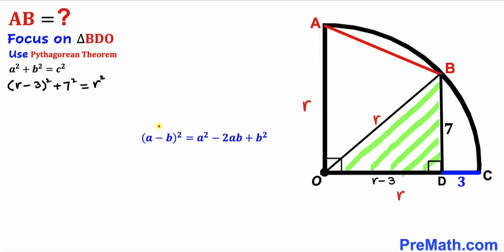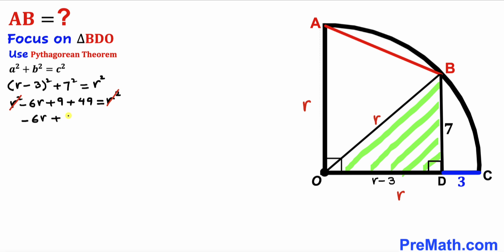Now let's recall this famous identity: (a minus b) squared equals a squared minus 2ab plus b squared. Applying it to the binomial on the left-hand side, we get r squared minus 6r plus 9 plus 49 equals r squared. The r squared terms cancel each other out. Combining like terms, we get negative 6r plus 58 equals 0.